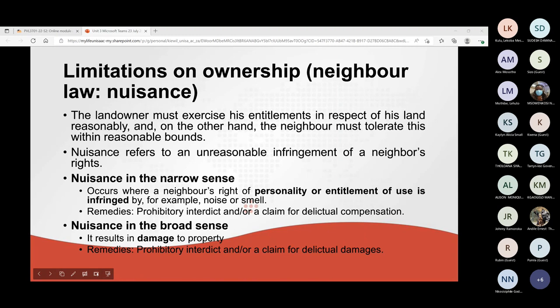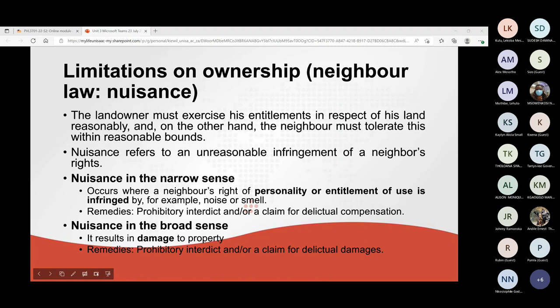For example, if you emit poisonous gases or smelly gases on your property, or if you are a very loud person making noise with a lot of music on your property, that can infringe your neighbor's right of personality. So when someone is guilty of these contraventions, the remedy that can be instituted is a prohibitory interdict and/or a claim for delictual compensation.